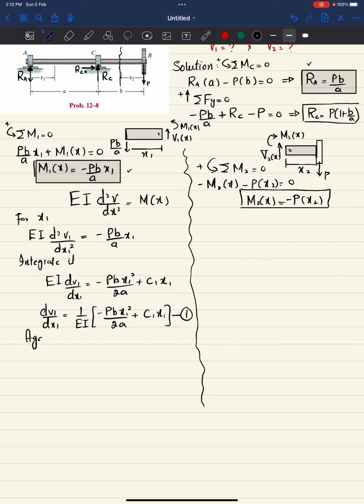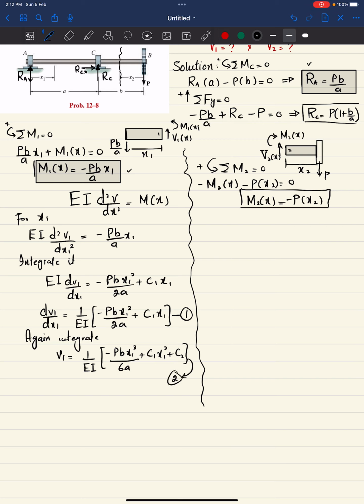Again integrate it, you will get v1 equal to 1/(EI) times minus Pb x1³/6a plus C1 x1² plus C2. Let this be your equation number 2.